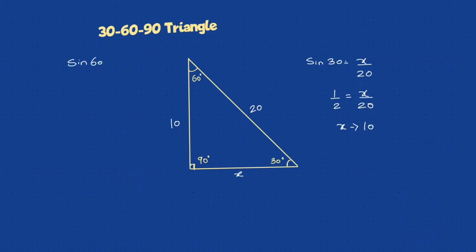Now what is the side opposite to 60? Sin 60 will be equal to what? Opposite side x upon hypotenuse, say 20. Sin 60 according to the table is root 3 by 2, equals x by 20. x is equal to what? 10 root 3. So I know what is the side opposite to 60 as well.